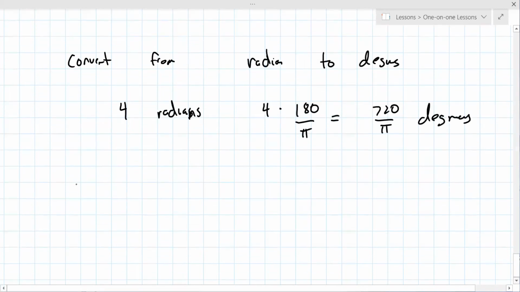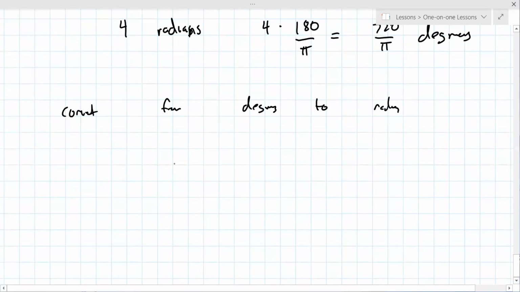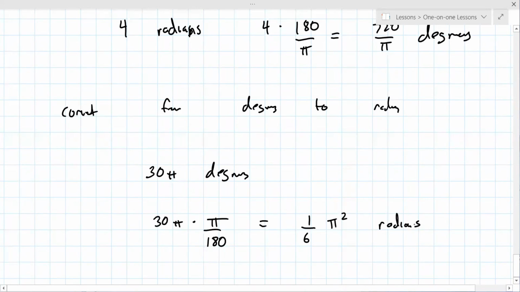And similarly, I can say convert from degrees to radians, and I can tell you I got my protractor out, and it's 30 pi degrees. So you're going to take your 30 pi and multiply by pi over 180. Again, this creates an awkward situation because it's 1/6 pi squared radians. That doesn't sound right, but it is correct. Your school in the past has asked these questions because they're trying to emphasize that it can be these weird things.